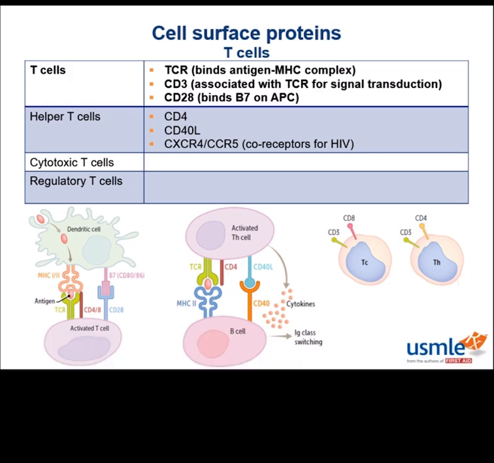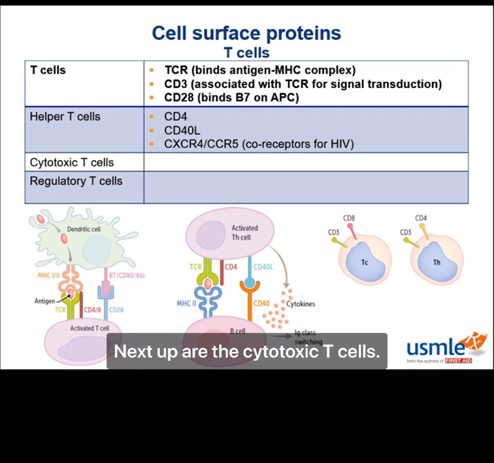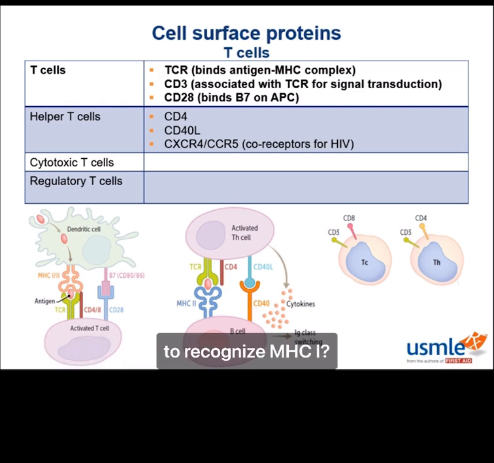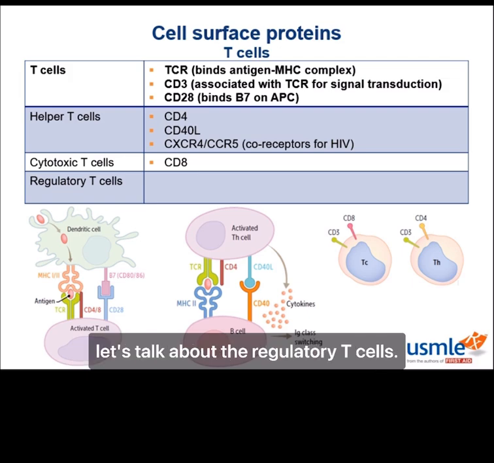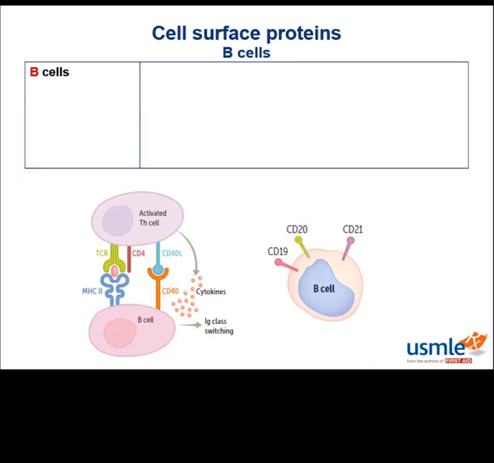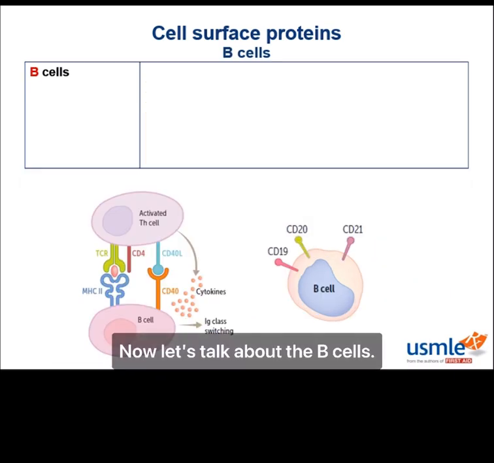Great job. Next up are the cytotoxic T cells. What do they need to express on their surfaces to recognize MHC1? You're right if you said CD8. Now, lastly for this slide, let's talk about the regulatory T cells. They have CD4 and CD25 on their surface. Now let's talk about the B cells.